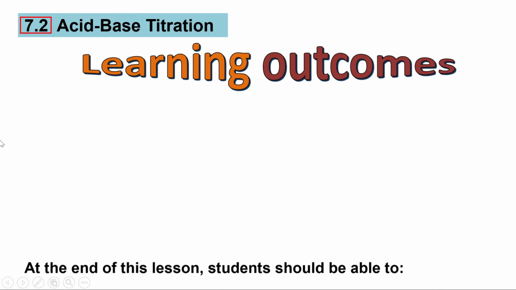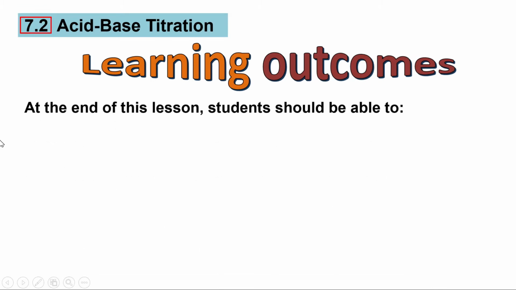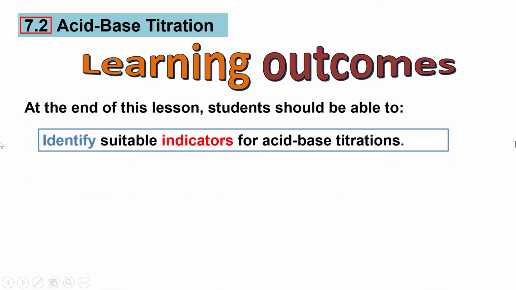So here are the learning outcomes. At the end of this lesson, students should be able to identify suitable indicators for acid-base titration. Have you ever heard the word indicators before? Yes? No? Don't worry, we are going to look through what is meant by indicator in this lecture.